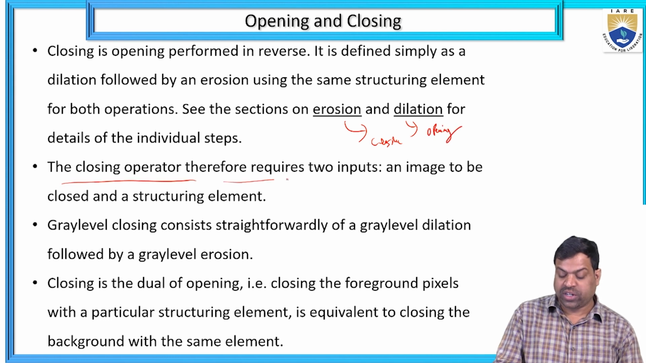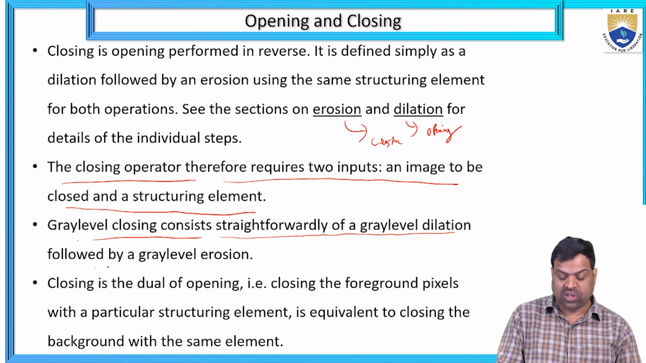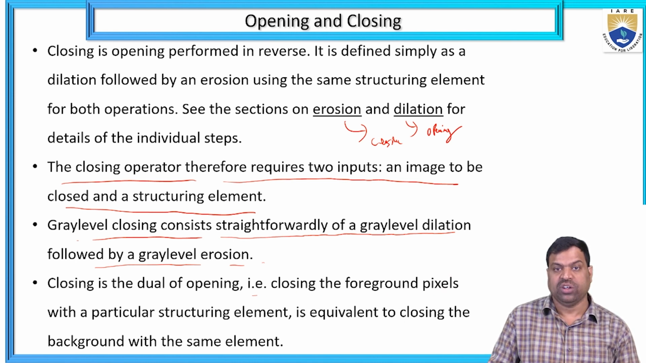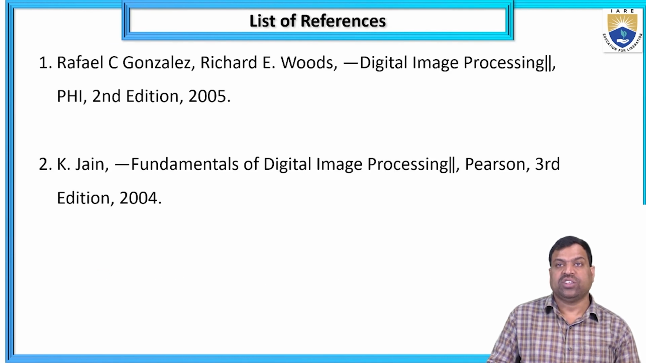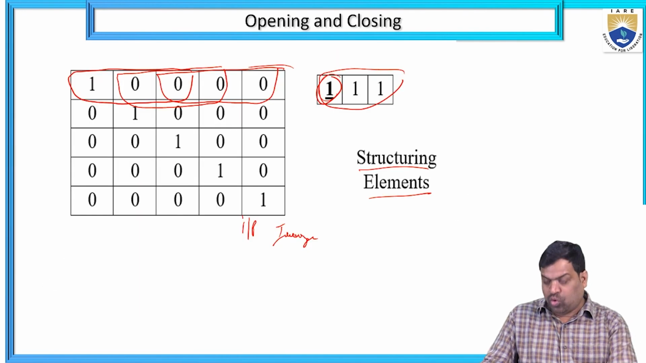So the closing operator therefore requires two inputs: the image and the structuring element. The gray level closing consists straightforwardly of a gray level dilation followed by a gray level erosion, and closing is the dual of opening. Closing the foreground pixels with a particular structuring element is equivalent to closing the background with the same element. So these are the references for closing and opening, but here today we discussed opening and closing.